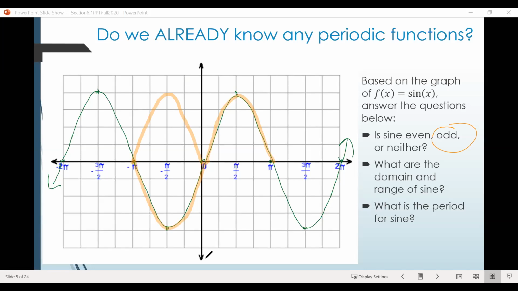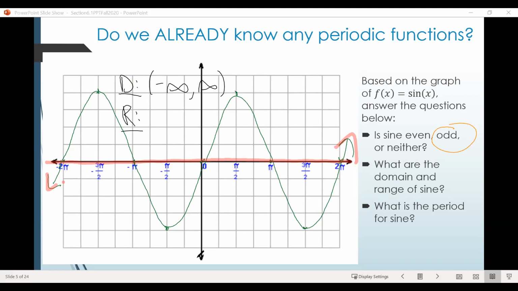Domain and range, well, notice for the domain, remember that has to do with values along the horizontal axis. And it looks like from the graph, since we see arrows continuing to both the left and the right, and we know this pattern is going to repeat to the left and the right, it looks like our domain here could be all real numbers, which we'll give in interval notation as negative infinity to positive infinity.